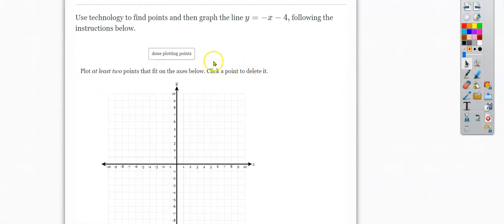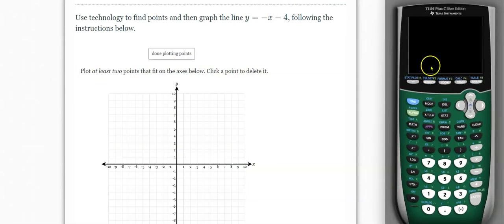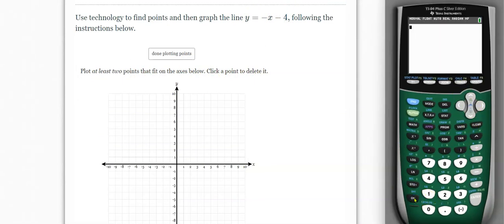This time they're going to give us the equation, but they're not going to give us the table. So we're going to use our TI-84 calculators. You're going to turn it on, click the y equals button here, and type that equation. Negative, and then this is the button we use for x. -x, subtract 4. Now in order to see the table, you have to press second graph. You can go up and down using these arrows to look at the points on this table.